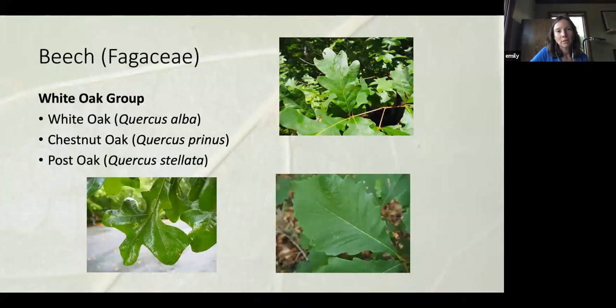So we're gonna go to the white group side, and I've got 3 examples of them here. Here is the white oak in the top right corner. We have the chestnut oak in the bottom corner, and you can see the chestnut oak is reminiscent of the chestnut leaf, which is why it has the name chestnut oak as its common name. And then we have the post oak, and that's really easy to identify because it has this clear, almost cross-like look to the leaf, and that's the way they look.